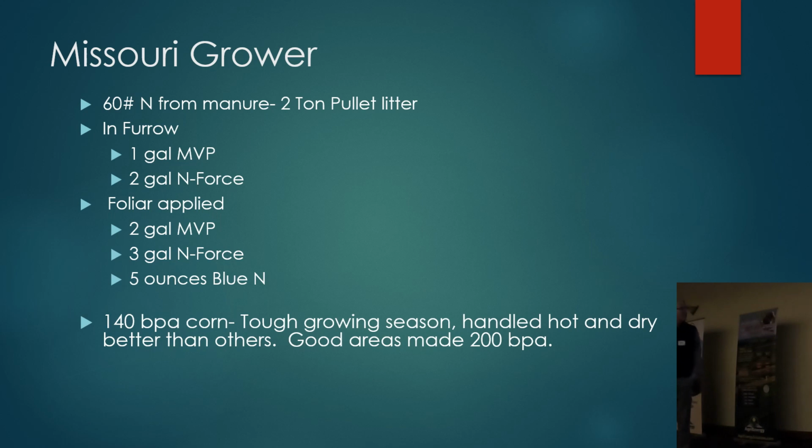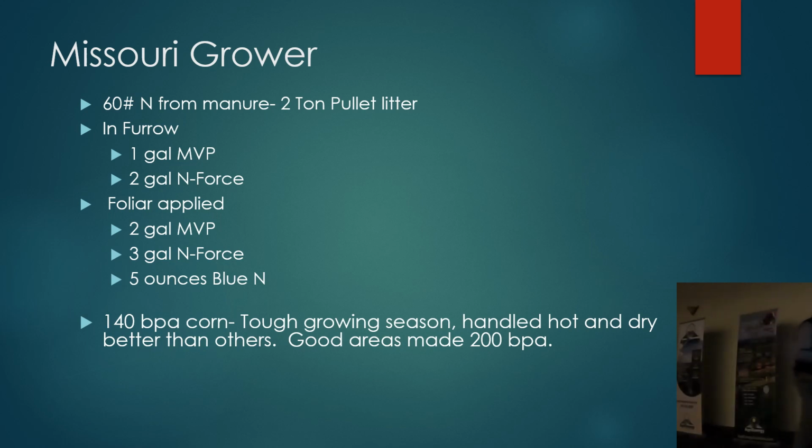fields in the area. The good areas of the field were making 200 bushels per acre, but this is a smaller field with a lot of trees around the fence line and areas that really help drag the overall yield down. So again, very successful on limited manure input.